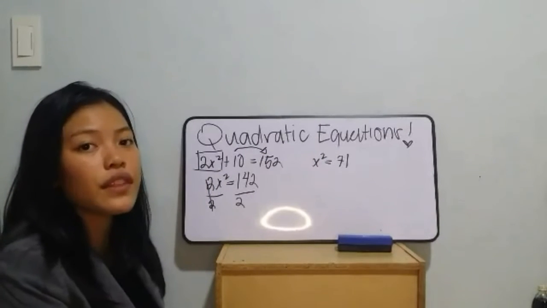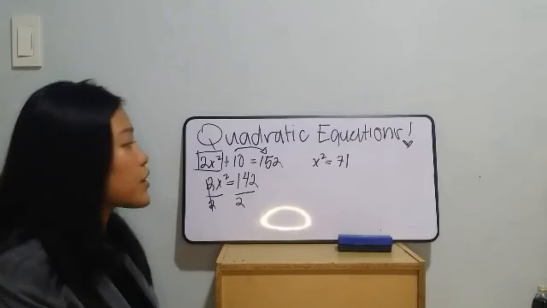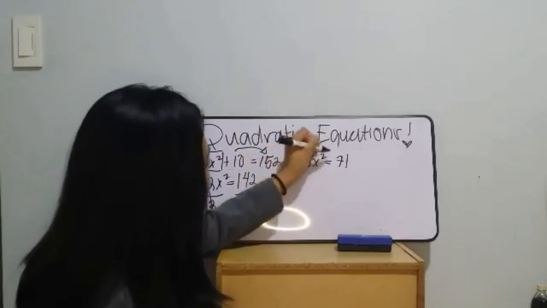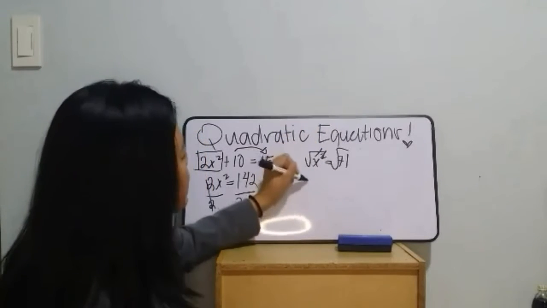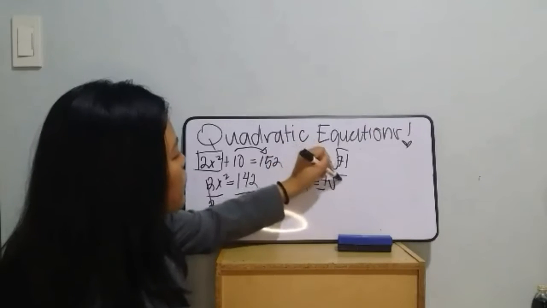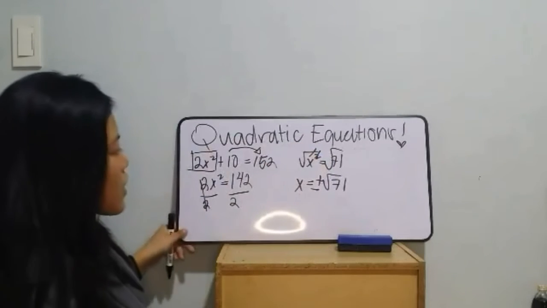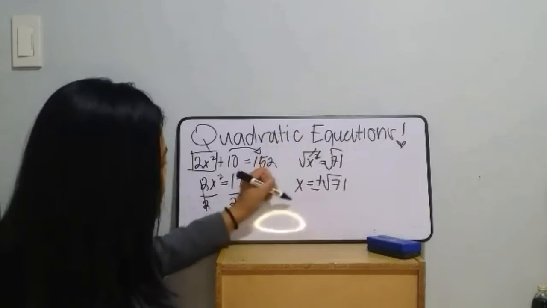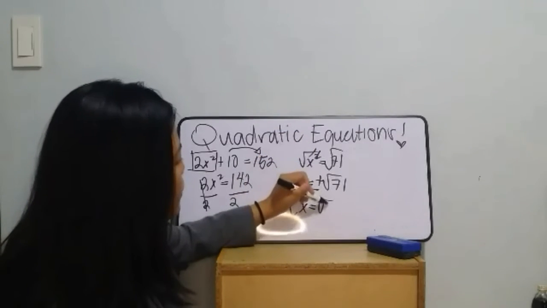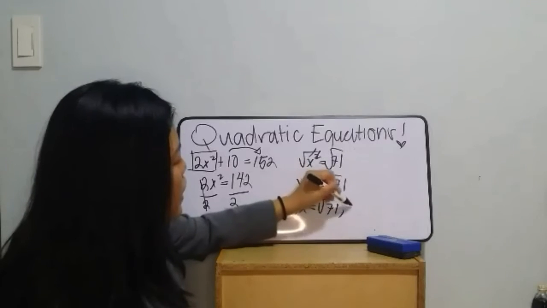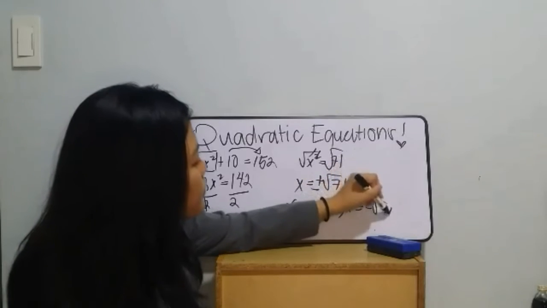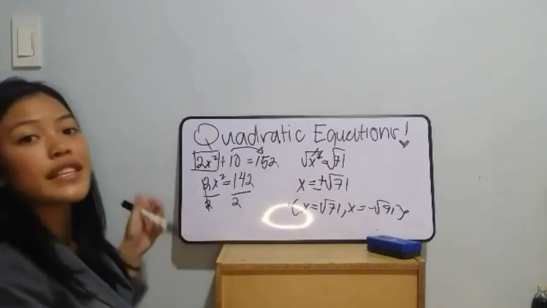But since 71 does not have a square root, we're just going to leave it like that. So getting the square root and canceling this, x is equal to positive negative square root of 71. Or you can expand this to x is equal to square root of 71 and x is equal to negative square root of 71. So this is the answer.